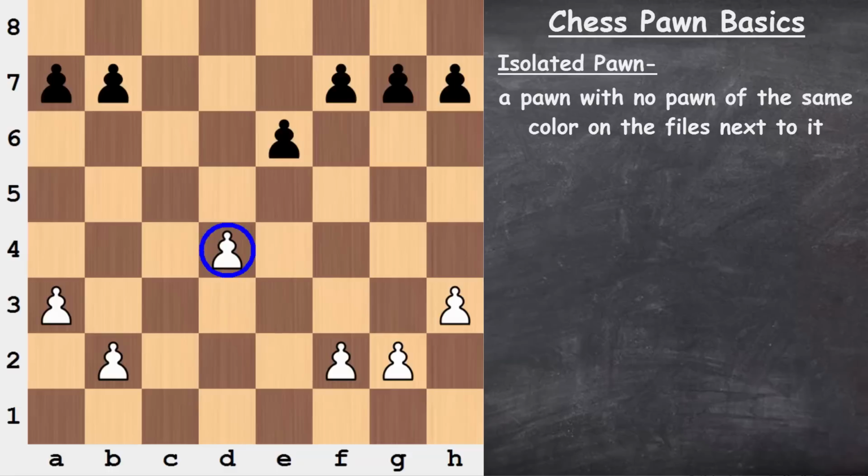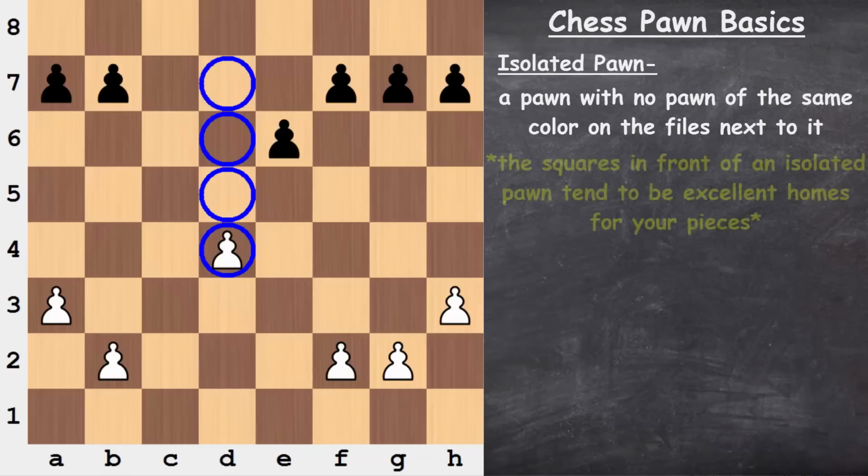Just a quick tip regarding isolated pawns. If you're playing on the black side here and your opponent has an isolated pawn, when you're able to identify an isolated pawn in the game, look at the squares directly in front of the isolated pawn. So again, if you're playing on the black side, you're looking at these squares here, just giving you a general feel. The squares directly in front of an isolated pawn tend to be excellent homes for your pieces, your knights, your bishops, etc., because they cannot be chased away, they cannot be attacked by enemy pawns.